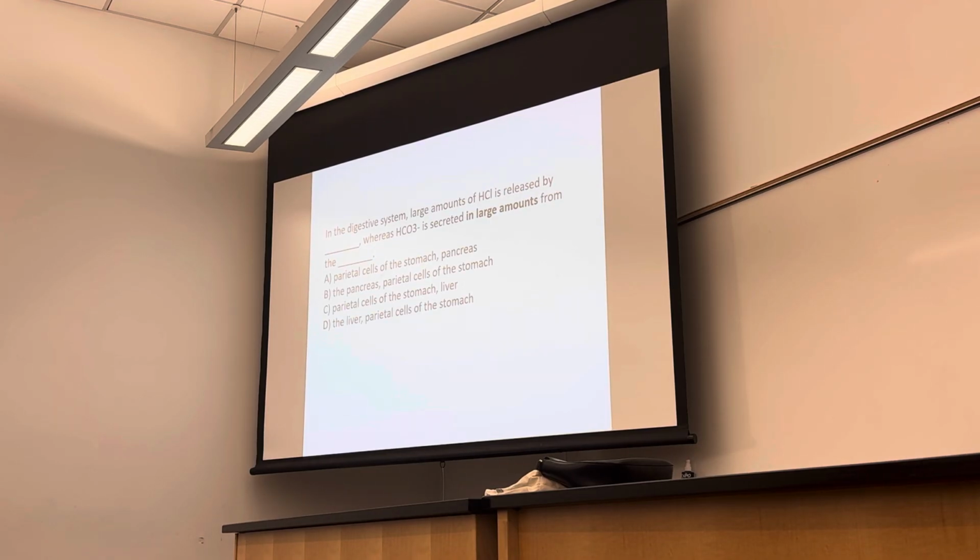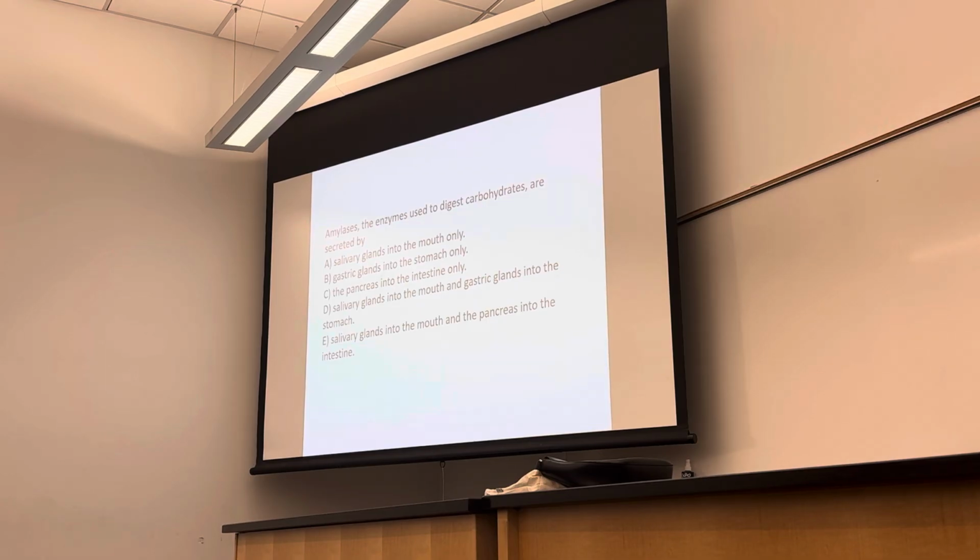Lisa? What do you guys think? Parietal cells release HCl, and then the pancreas releases the bicarbonate? And of course, the large amount is important, right? Because some bicarbonate is produced in the stomach, but the large amount is where the neutralization of the chyme needs to happen. Because if you recall, the enzymes of the duodenum and pancreatic enzymes do not work in an acidic environment. So you need to throw in tons of bicarbonate to change the pH back to neutral.